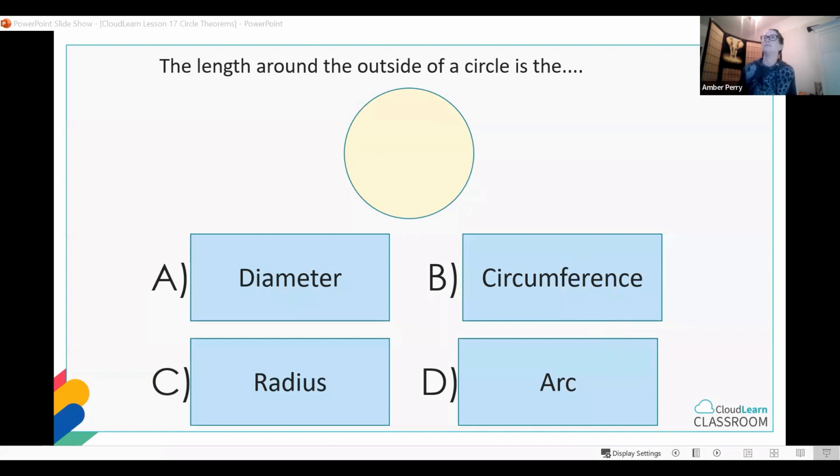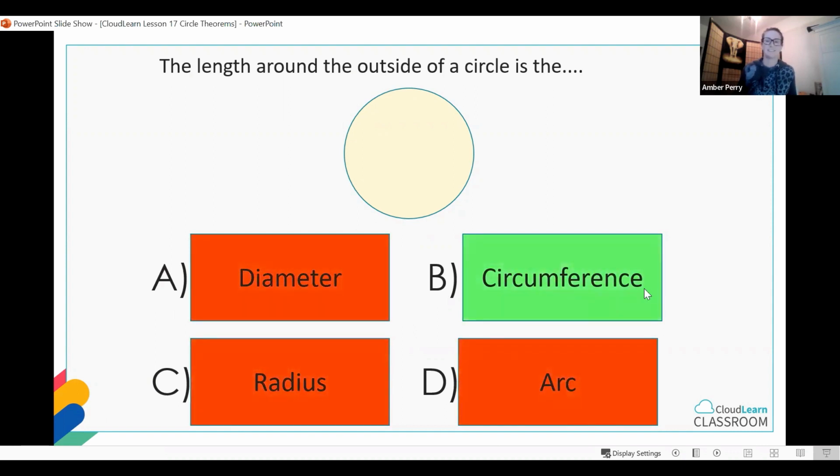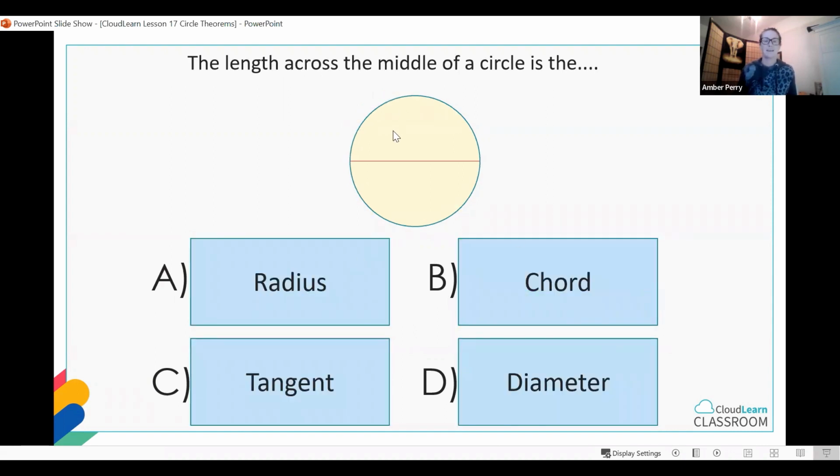Oh, brilliant, we have got 100% on circumference, so that's a really good start. People have been learning their circle words. Well done. Okay, what about this red line across the middle then? This is the line that goes all the way across the middle. It goes through the center, and from one end of the circumference to the other end of the circumference. Is it A, radius, B, chord, C, tangent, or D, diameter?